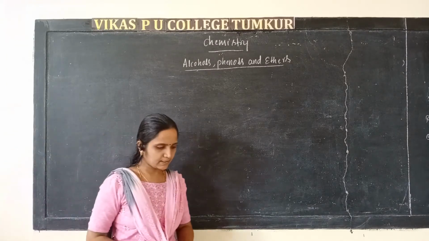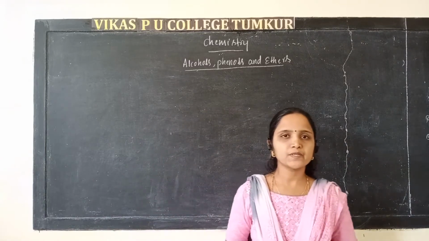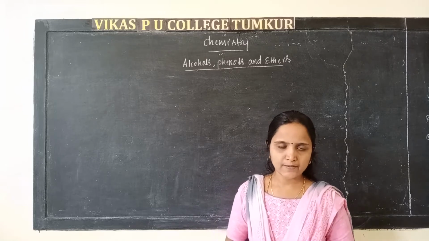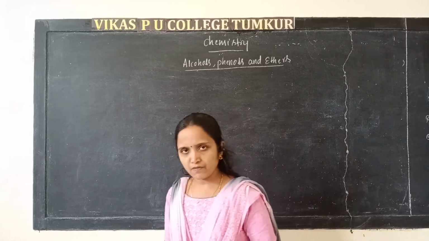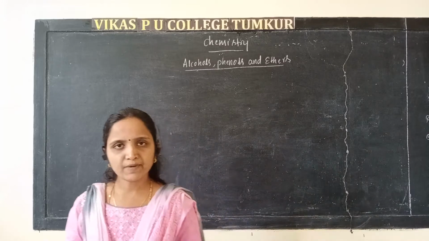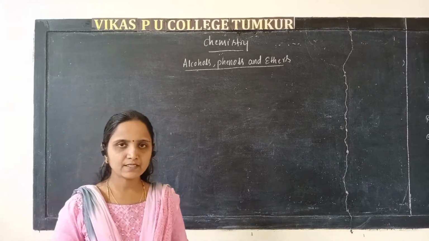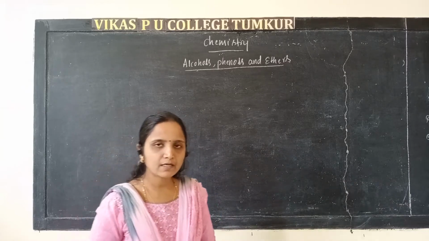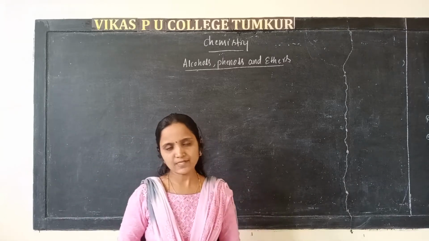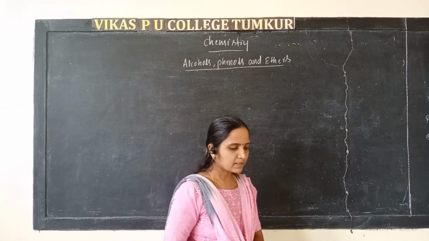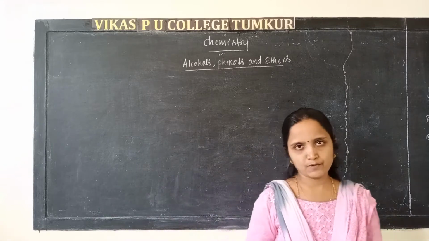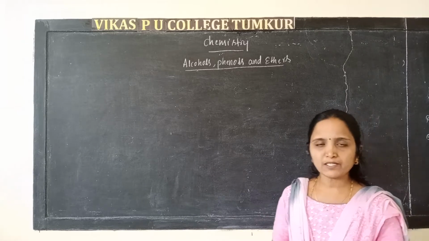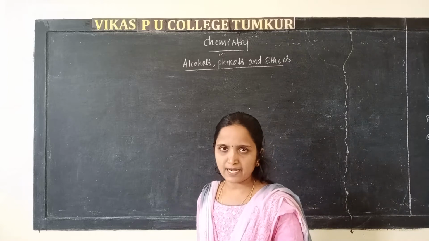Dear students, in this class we are going to be discussing the chemical properties of alcohols. These chemical properties of alcohols involve either the cleavage of the C-O bond or the cleavage of the O-H bond. We know that in alcohols the OH group is a functional group. Therefore, the OH group is involved in the chemical reactions.